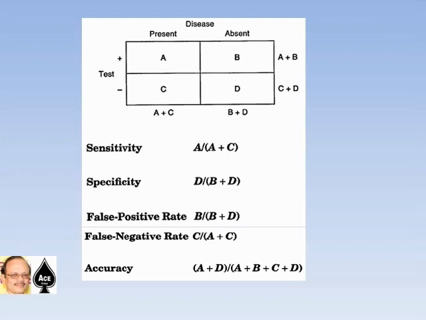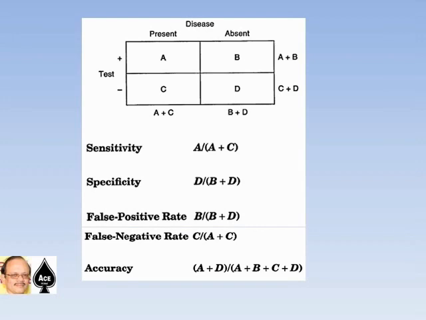See the diagram. The disease is present, disease is absent. The test is positive, test is negative. Disease is present, test is positive is A. Disease is absent, test is positive is B. The disease is present but the test is negative is C. Disease is absent, test is negative, that is D.